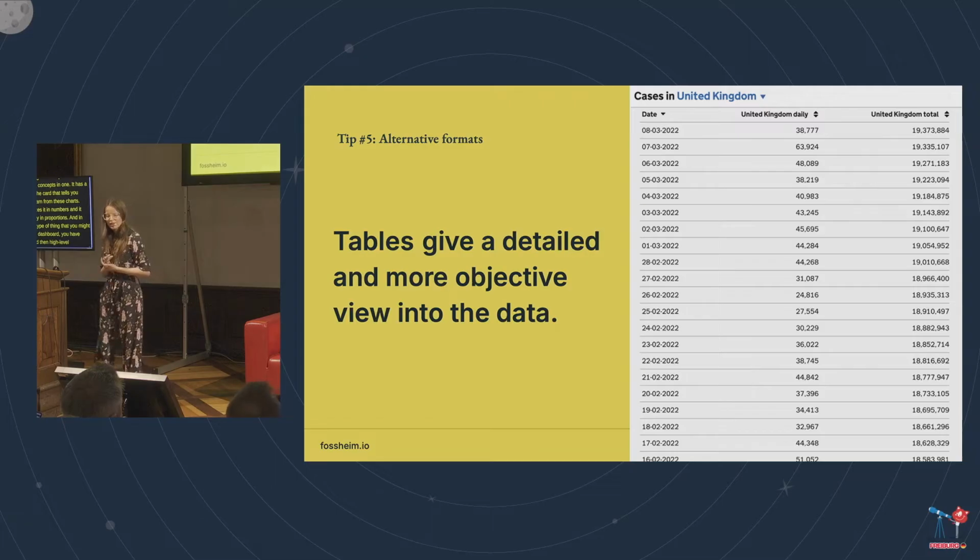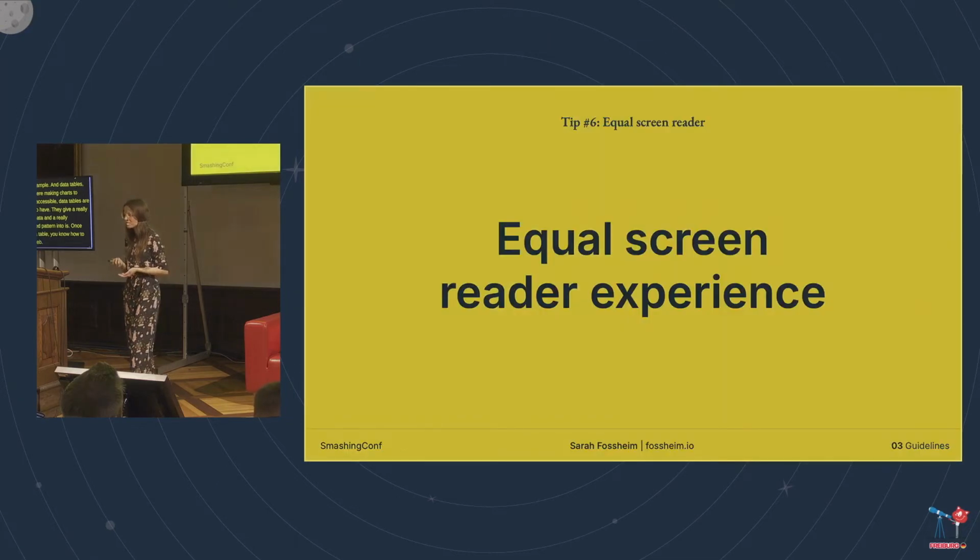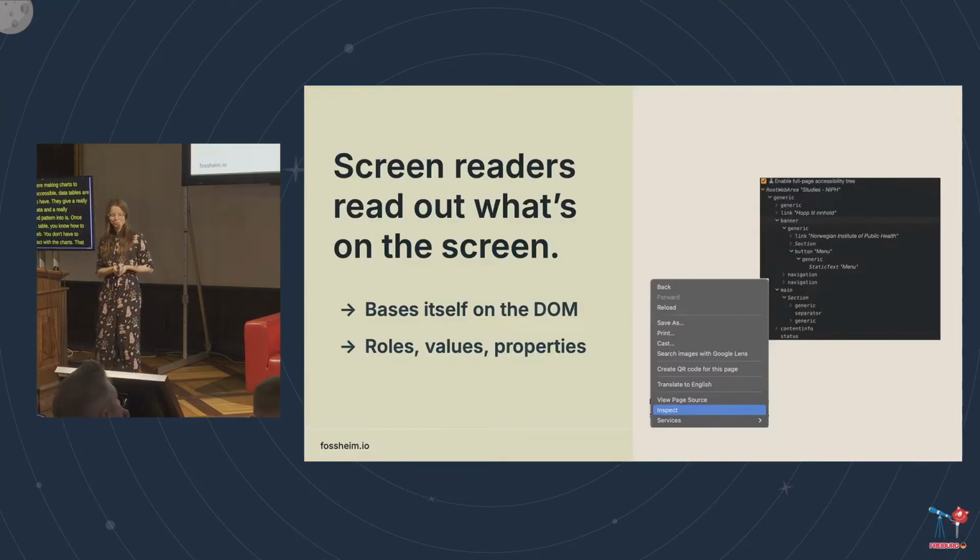And data tables are, even though I said that we're making charts, to make data tables more accessible, data tables are still a really good thing to have because they give a really objective view into the data and a really internationally recognized pattern into it. Once you know how to read a table, you know how to read any table on the web. You don't have to relearn how to use and interact with this chart. And that again brings us to the most fun topic, making sure people have an equal screen reader experience.